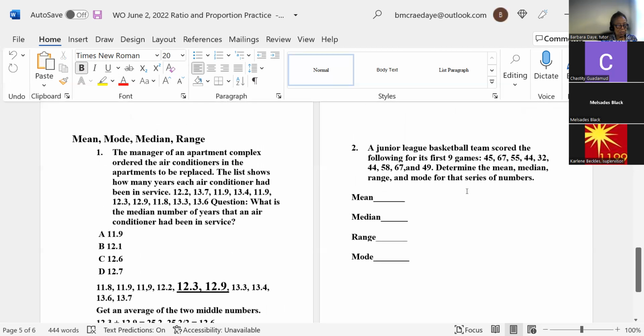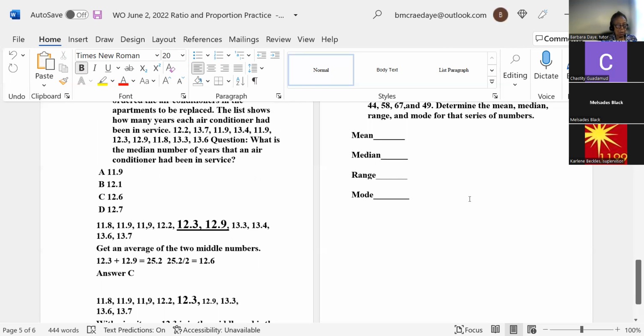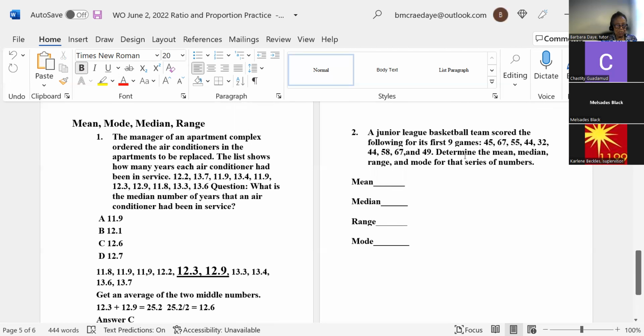Okay. Now let's go to number 2 and just tell me in words. I'll just read this and you tell me in words how you solve it. I don't want you to use numbers. A junior league basketball team scored the following for its first 9 games: 45, 67, 55, 44, 32, 44, 58, 67, and 49. For this series of numbers, you were to find the mean, median, range, and mode.